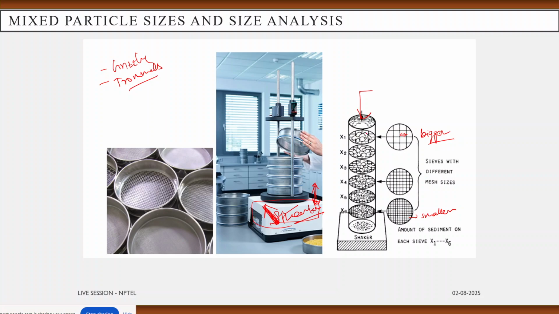So in each screen, there will be some leftover material remaining on the screen. Suppose it is denoted as x1, the fraction of feed that is being retained on the screen surface, that is known as x1. In this way, the fractions retained on each of the screens are denoted as x1 to x6.